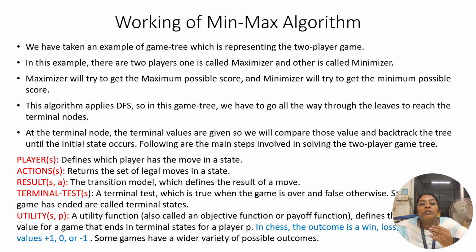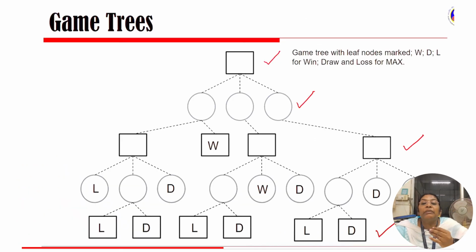Result would be the transition model, which defines the result of any move by a minimizer or a maximizer. So that is what your work is. Let me briefly explain how the min-max algorithm works. I've just given you a sample diagram.